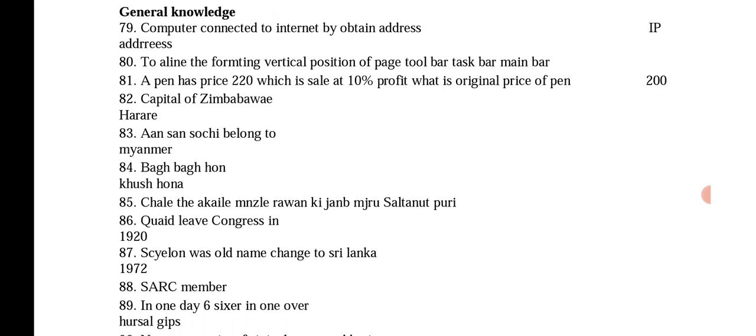Bagho means khushona. Chale the akele manzil rawa ki janib. Majo Sultanat Puri.